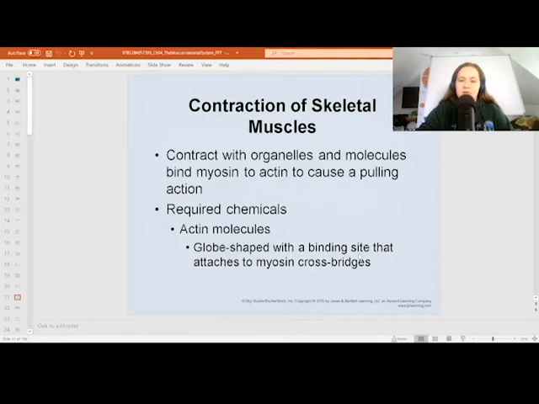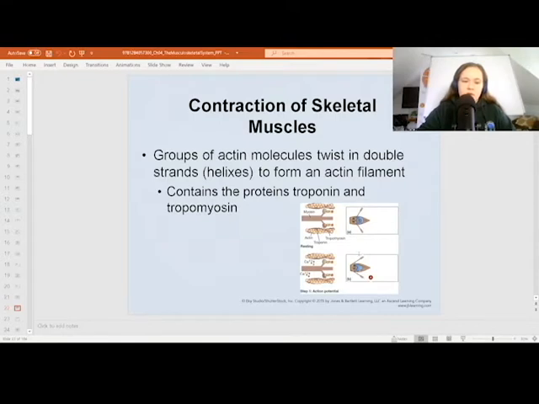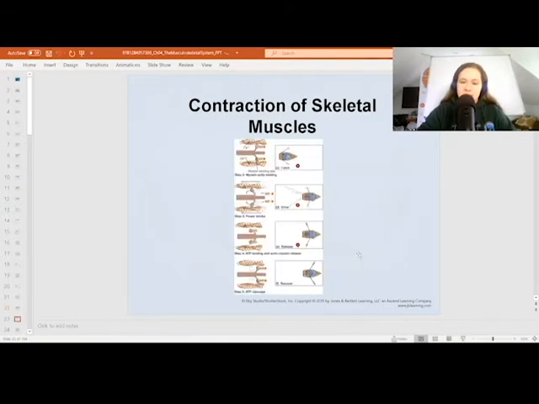The contraction of skeletal muscles involves organelles and the molecules that bind myosin to actin, causing a pulling action. This requires chemicals and the actin molecules, which are globe-shaped with a binding site that attaches to myosin cross bridges. Groups of actin molecules twist in double strands, or helixes, to form an actin filament. This contains the proteins troponin and tropomyosin.